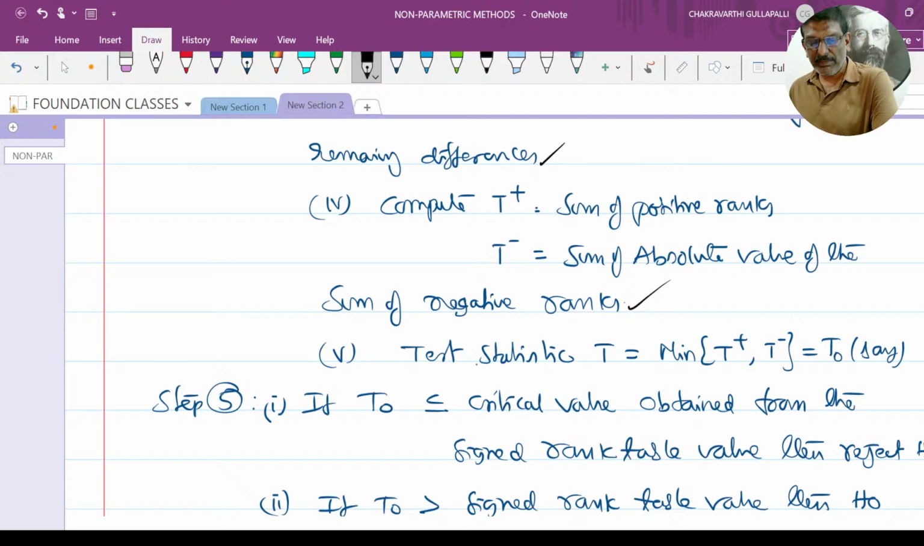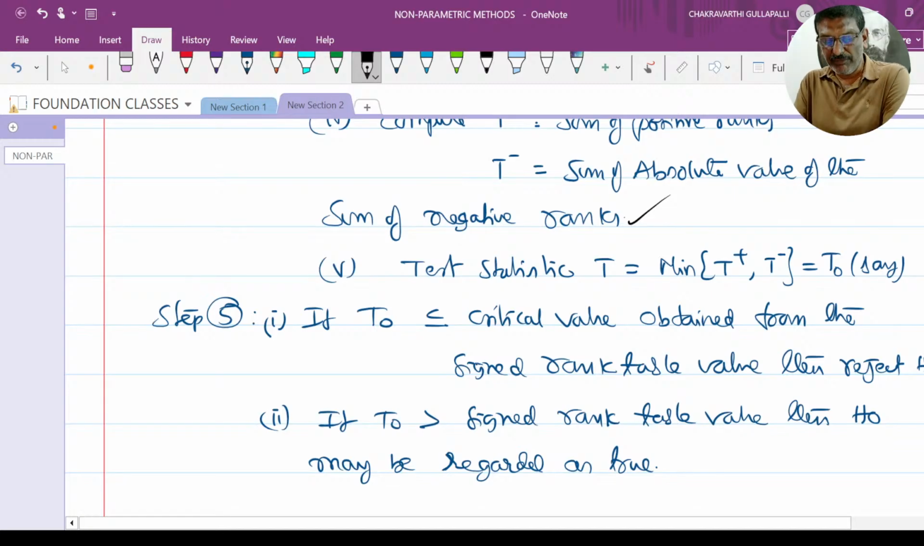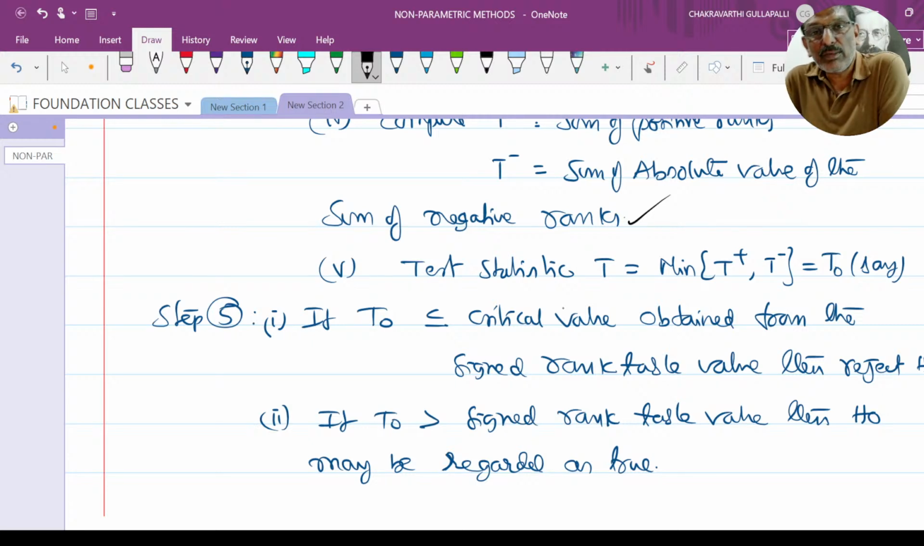Now, the fifth main step: compare the calculated T naught with the Wilcoxon signed rank table values. Go through the table values. I will provide the table values, I will forward them. They are also available on Google. You can search for these table values using any platform. So download that signed rank test table.